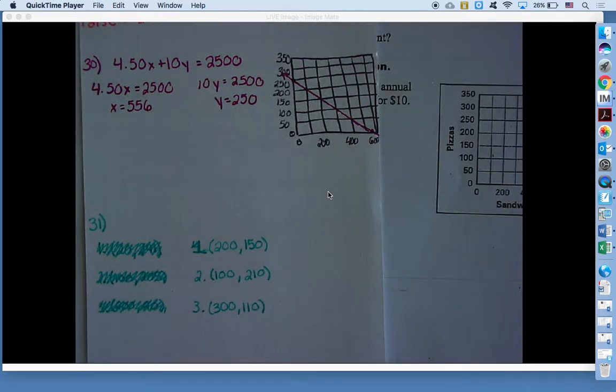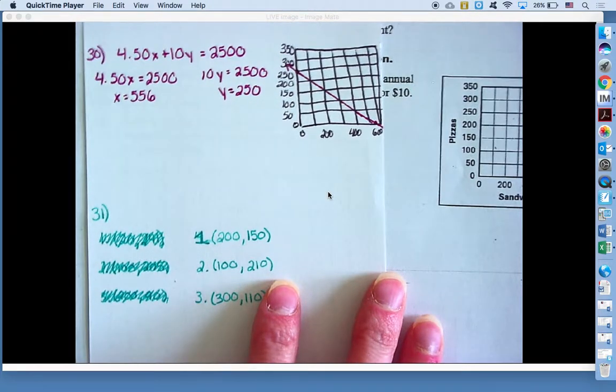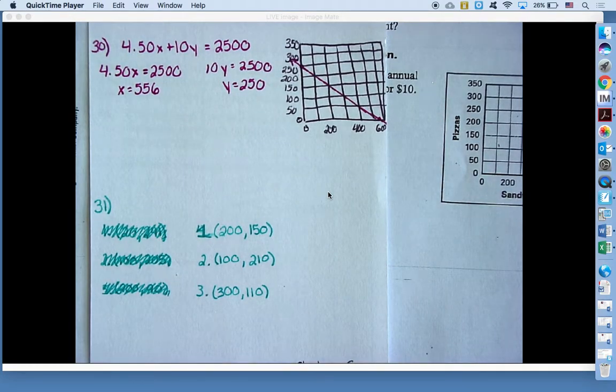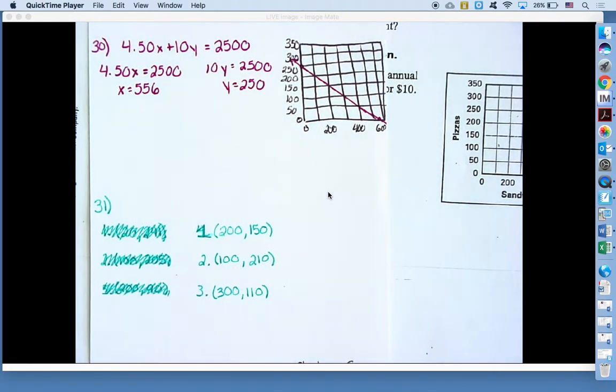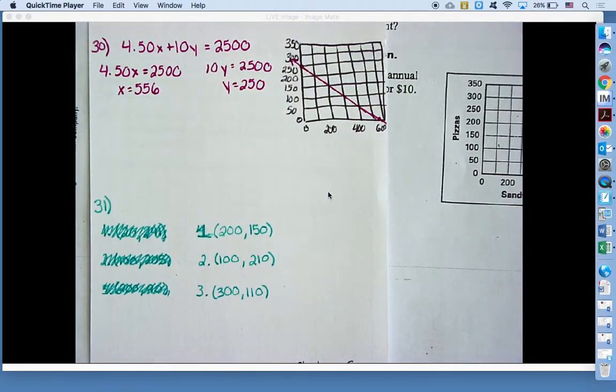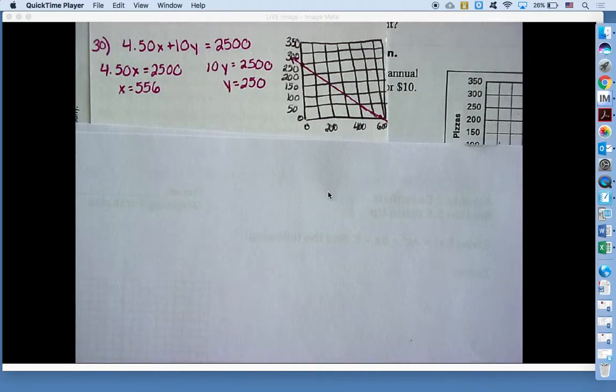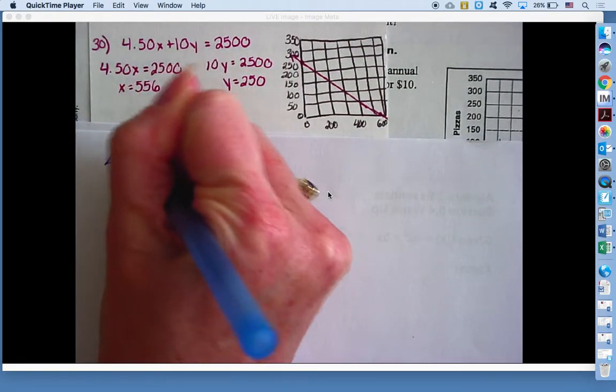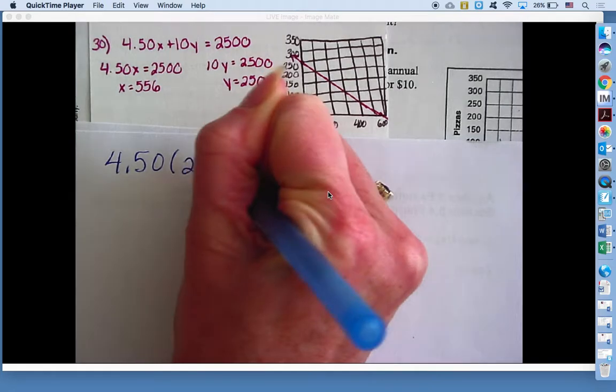So it's okay, but what would be another way that we could figure out some combinations algebraically? Shaylin? Plug the numbers in, so like for x you would plug in like 200 and see what you got. Right. So you could take the equation, 4.5x plus 10y equals 250. You could plug in a number for x, like the 200.